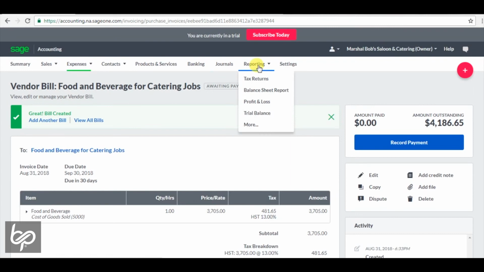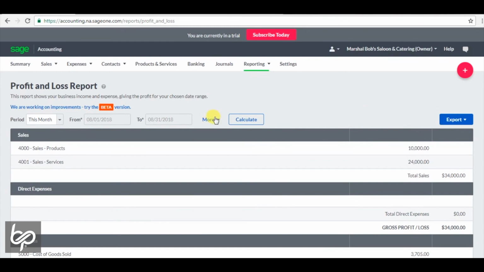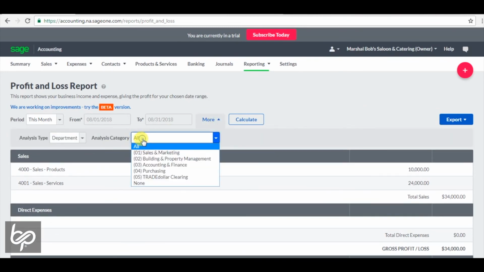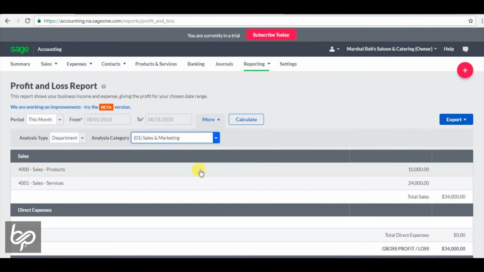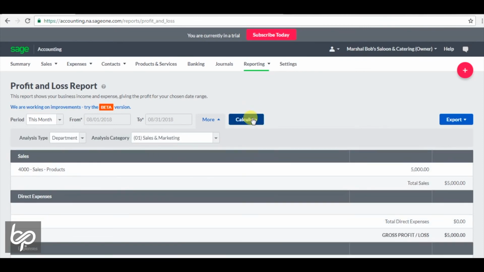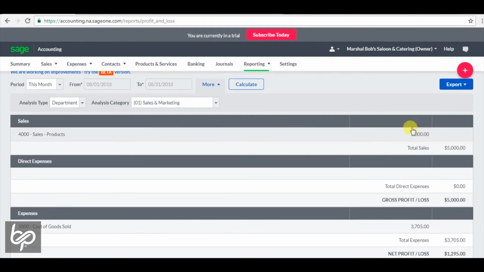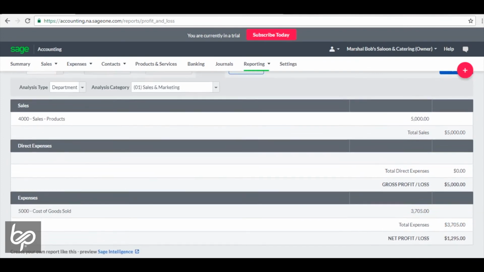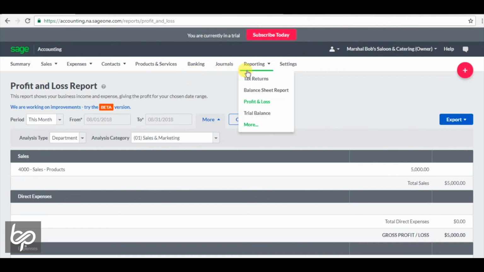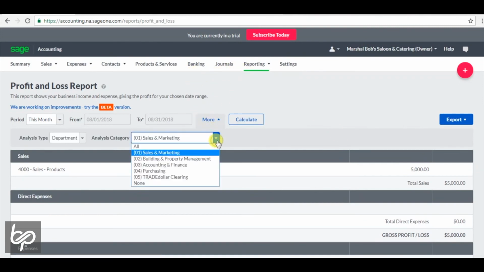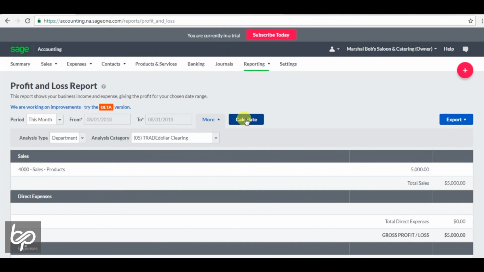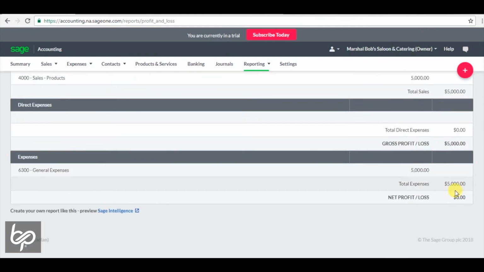And so now when you look at the sales and marketing department, you can see they've been given credit for $5,000 of the $10,000 in sales, of which they have a cost of $37.05, meaning that their net profit is $12.95 on that transaction. And then the trade dollar clearing department ends up netting out to zero.